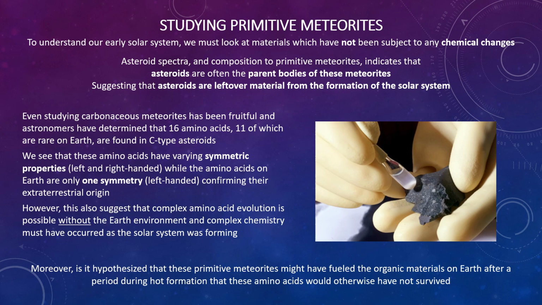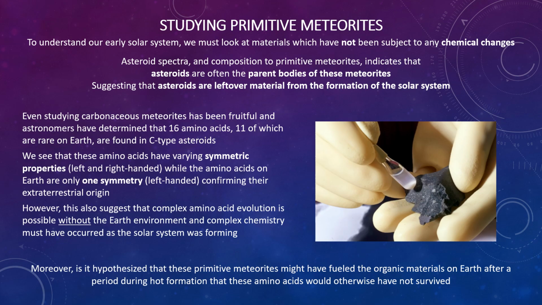So asteroid spectra and the composition of primitive meteorites indicates that asteroids are often the parent bodies from which these meteorites broke off of. This suggests that asteroids are leftover material from the formation of the solar system. Studying carbonaceous meteorites has been pretty fruitful for astronomers because they have determined 16 amino acids, 11 of which are rare on Earth, but they can be found in carbonaceous C-type asteroids, as well as in these carbonaceous meteorites. So this is one link between the meteorites and the asteroids.